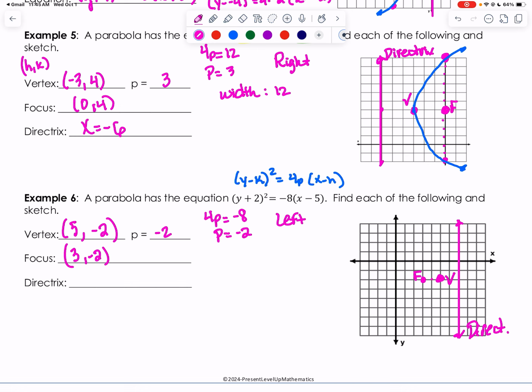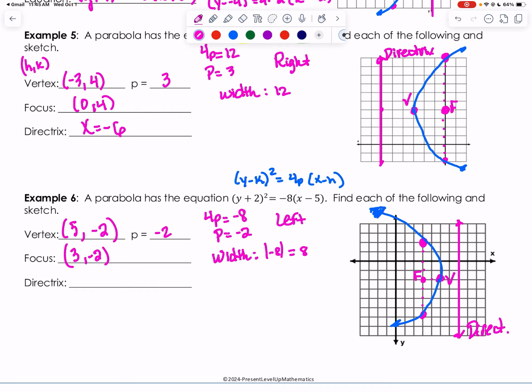Okay. Now we know the width is the absolute value of -8, which in this problem would be 8. So 1, 2, 3, 4. 1, 2, 3, 4. Now connect those. And there's our parabola that's opening to the left.